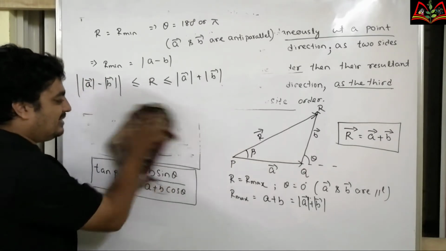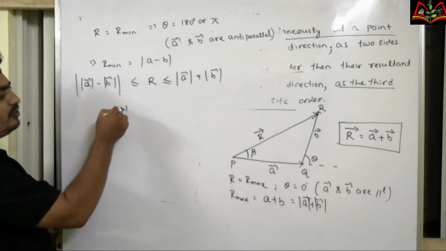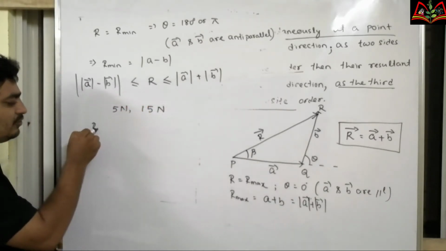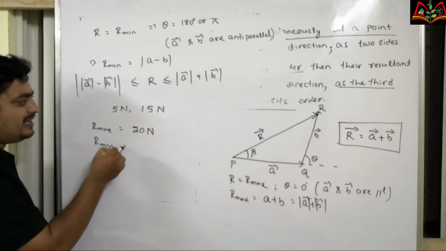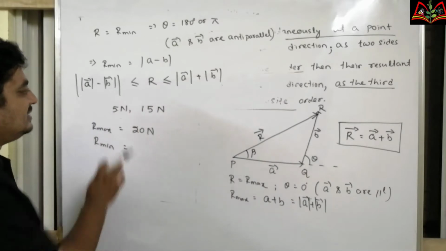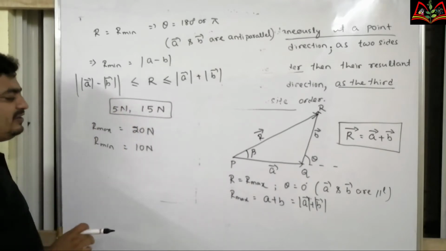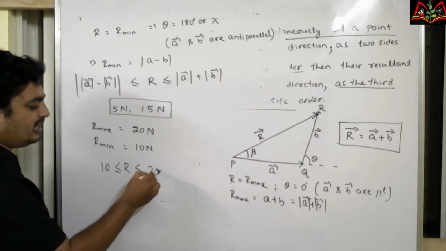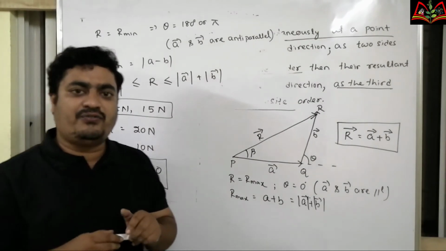Let us take a simple example here. If we take two vectors of 5 Newton and 15 Newton, then the maximum resultant will be 20 Newton. The minimum resultant will be the difference. Maximum resultant is the sum, minimum resultant is the difference. Then the difference is 10 Newton. So if we choose 5 Newton and 15 Newton, the resultant always remains between 10 Newton and 20 Newton. So this is all about the triangle law of vector addition.